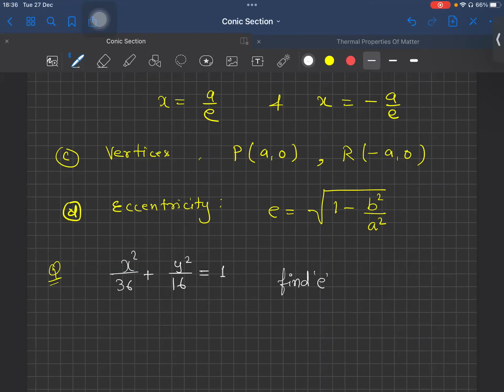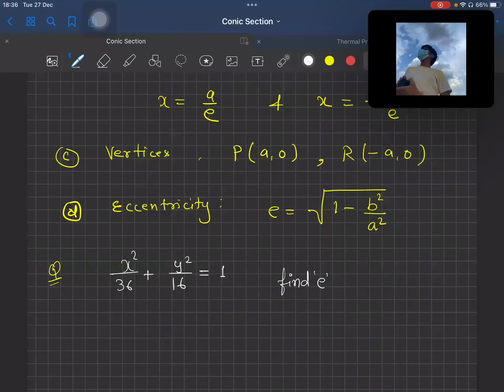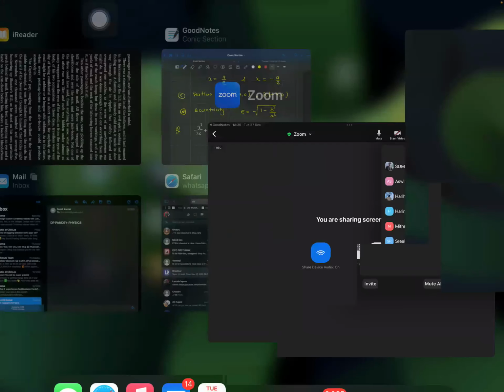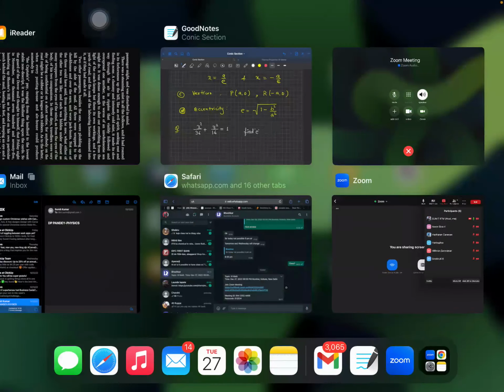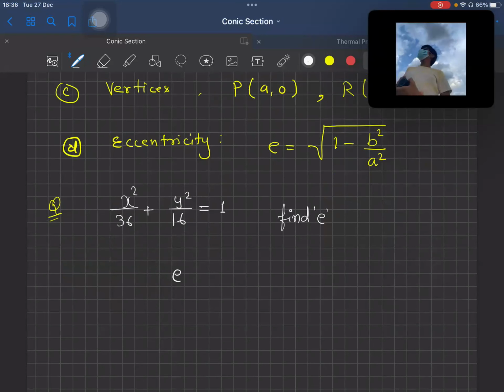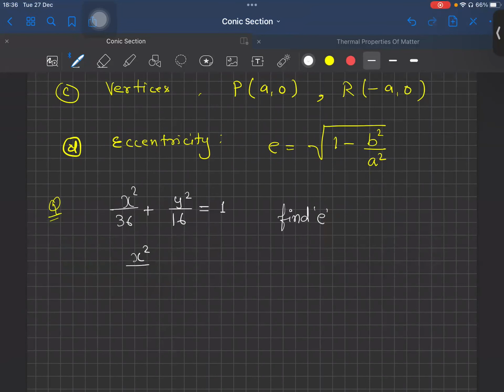Anyone, please tell me the value of E. Yes, Hari. Tell me the value of E. How will you find E? First, always compare it with the standard equation. What is that? X square upon A square plus Y square upon B square is equal to 1.